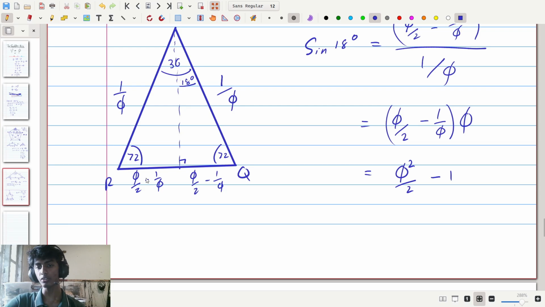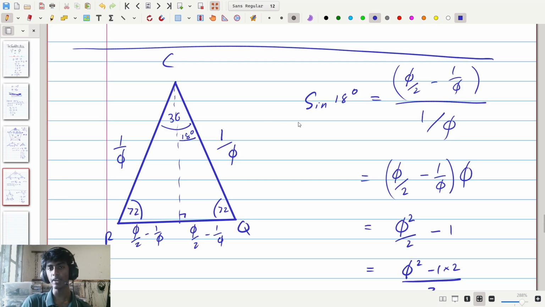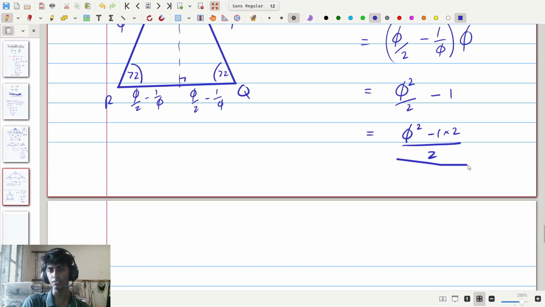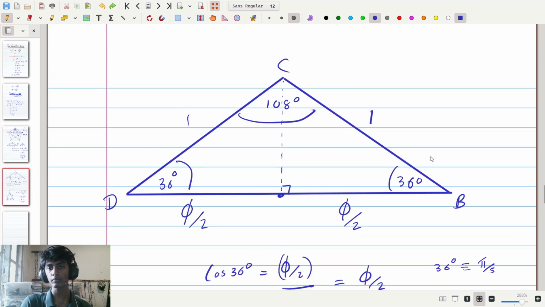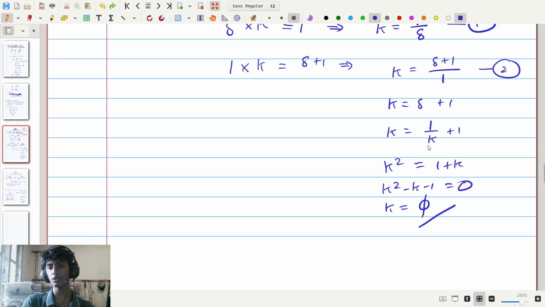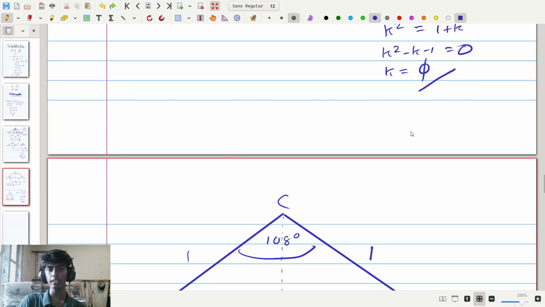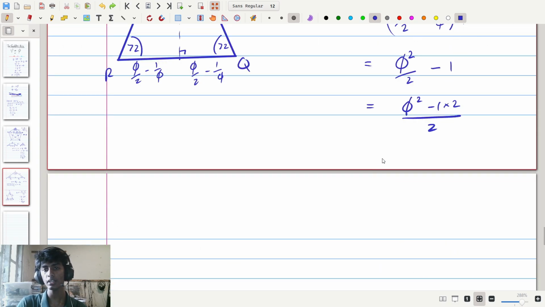Now taking 2 as the common denominator here, we have phi squared minus 1 times 2, divided by 2. This is what we have to try and evaluate. This is the sine of 18 degrees. Now we could leave it like this, but we can actually simplify it due to the relationship of the golden ratio. Recall that the golden ratio squared, k squared, is equal to 1 plus k. We can use that identity here. The golden ratio squared is equal to 1 plus the golden ratio.